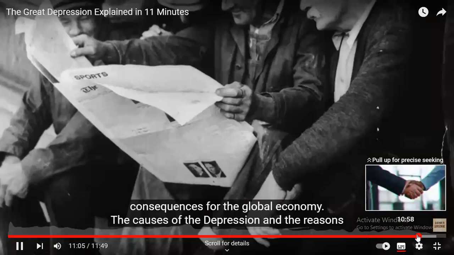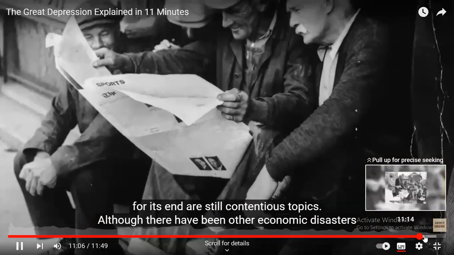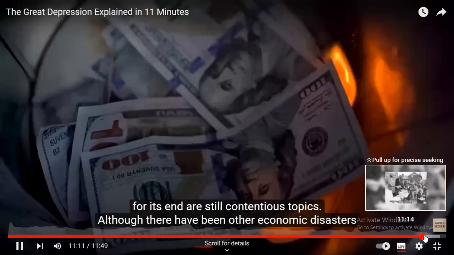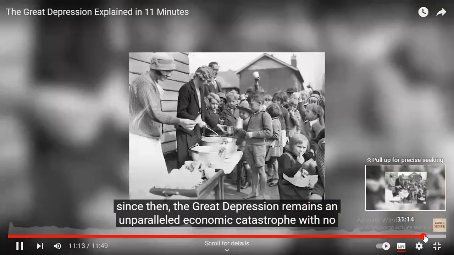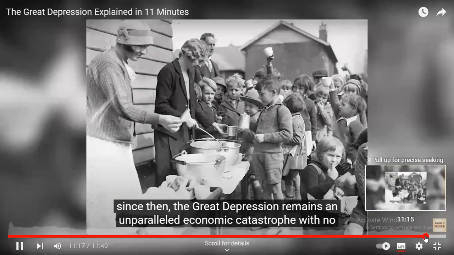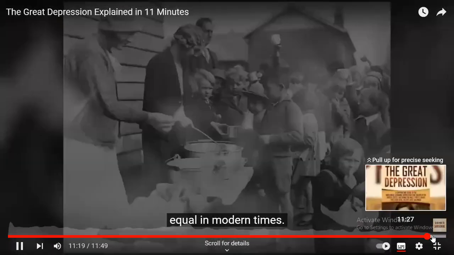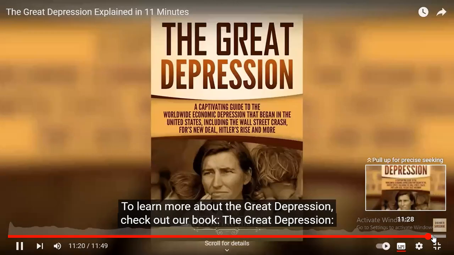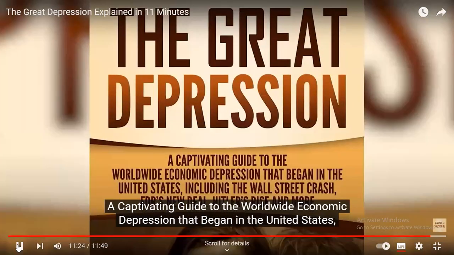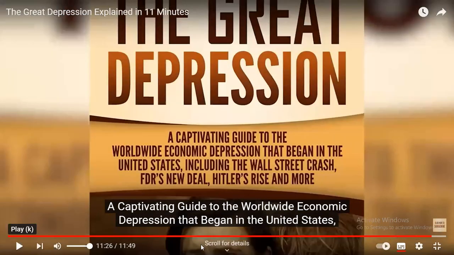The causes of the Depression and the reasons for its end are still contentious topics. Although there have been other economic disasters since then, the Great Depression remains an unparalleled economic catastrophe with no equal in modern times. To learn more about the Great Depression, check out our book, The Great Depression, a captivating guide to the worldwide economic depression.